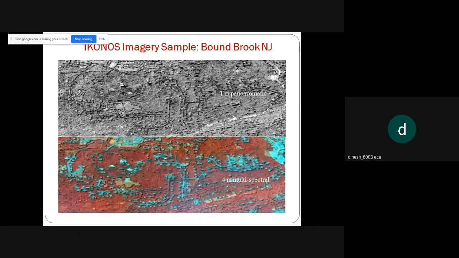Next is an IKONOS imagery sample of Bound Brook, NJ. The upper one, which is in gray and white, is your 1-meter panchromatic resolution. The bottom is your 4-meter multispectral resolution. You can see this seems to be a black and white or gray type, which is panchromatic. This is your multispectral. All the spectrum bands will be included in this.